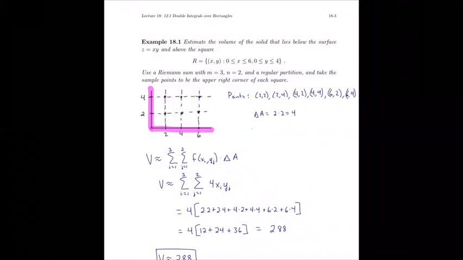But we have our xy plane here, and they say to use a Riemann sum with m equals 3, n equals 2, a regular partition. In other words, all the subrectangles have the same area, and sample points to be the upper right corner of each square. Okay, so if that's the case, we need to figure out what is what here.